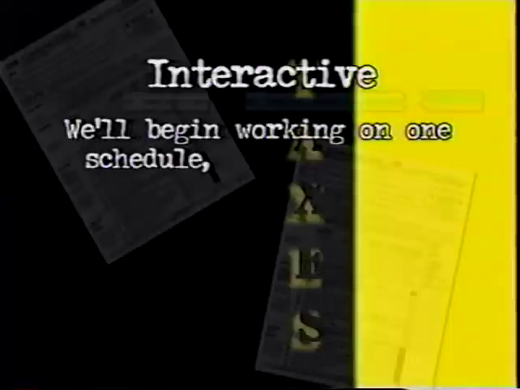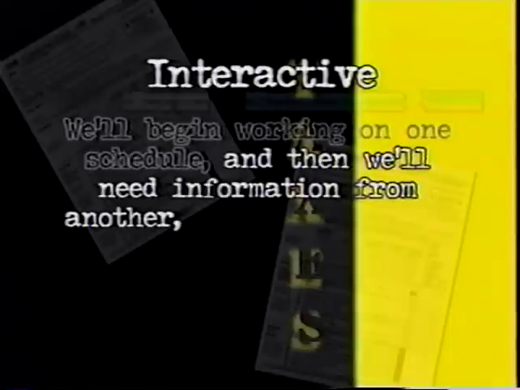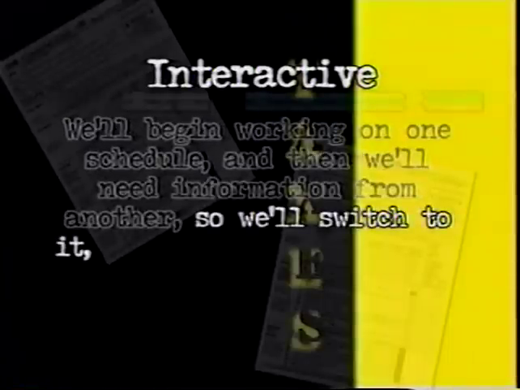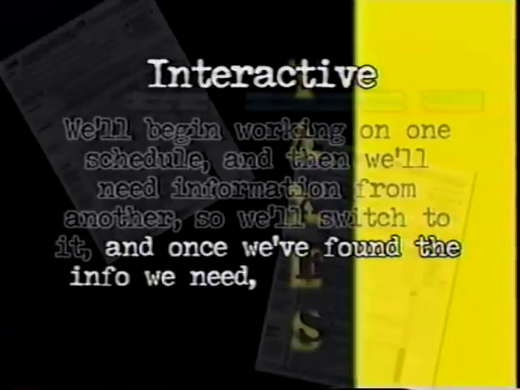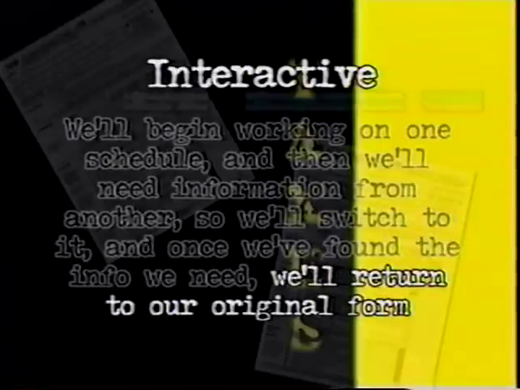Interactive means we'll begin working on one schedule and then we'll need information from another, so we'll switch to it, and once we've found the info we need, we'll return to our original form. Once we get into it, you'll see it's not too tough.